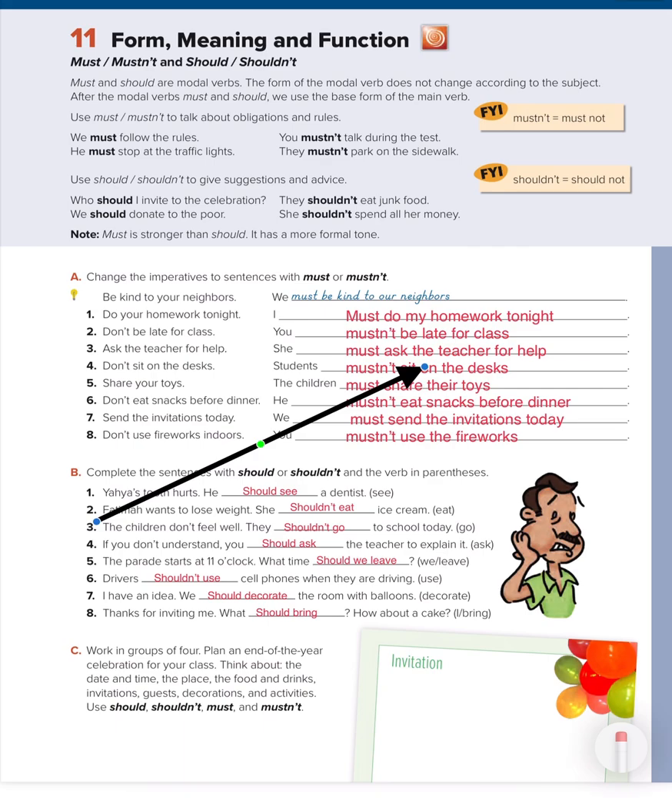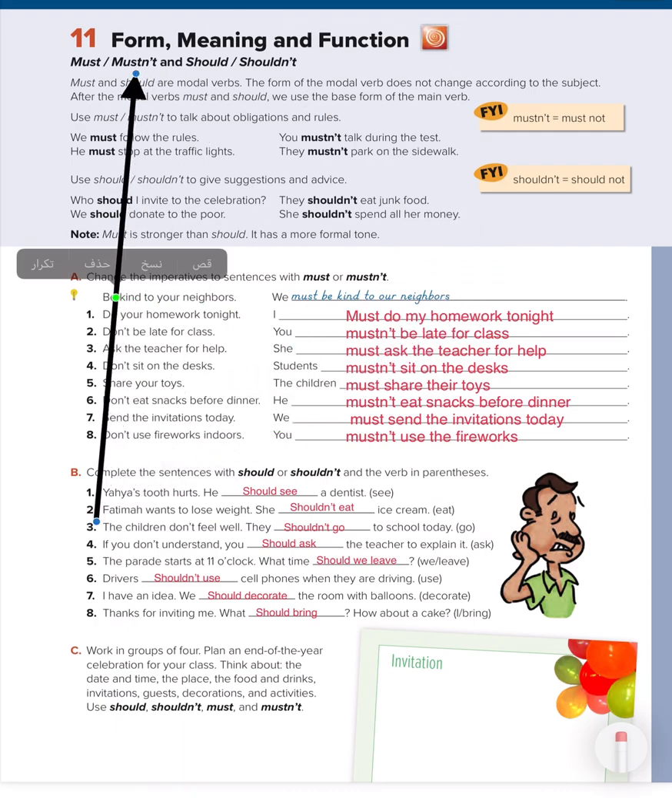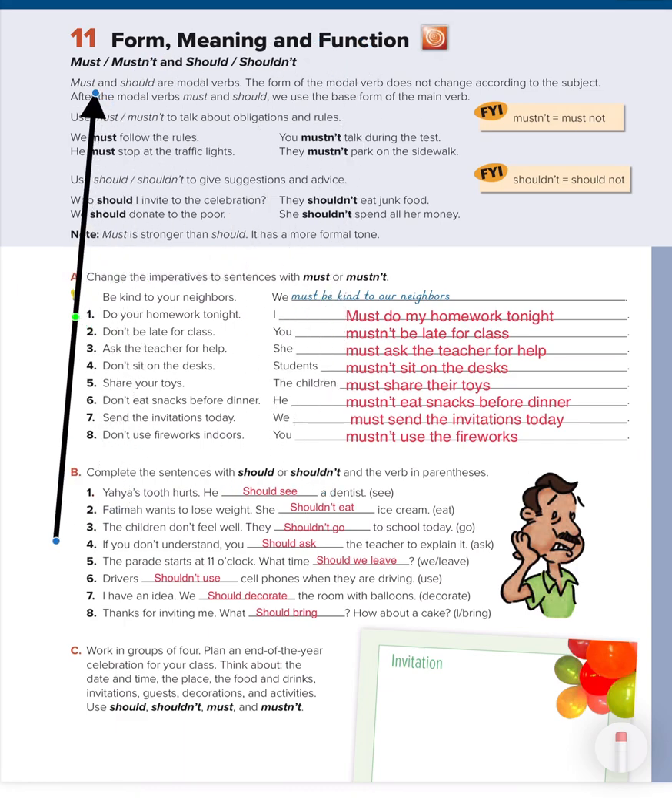Today, inshallah, I will teach you Super Goal 2 for the first intermediate grade in the second semester. Today, inshallah, we will take, as you can see here, meaning and function: must, mustn't, and shouldn't. So today, inshallah, we will learn how to use must and should.